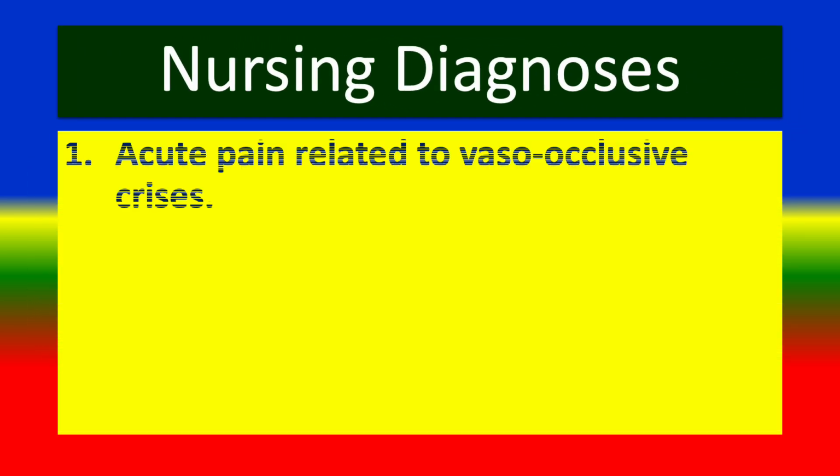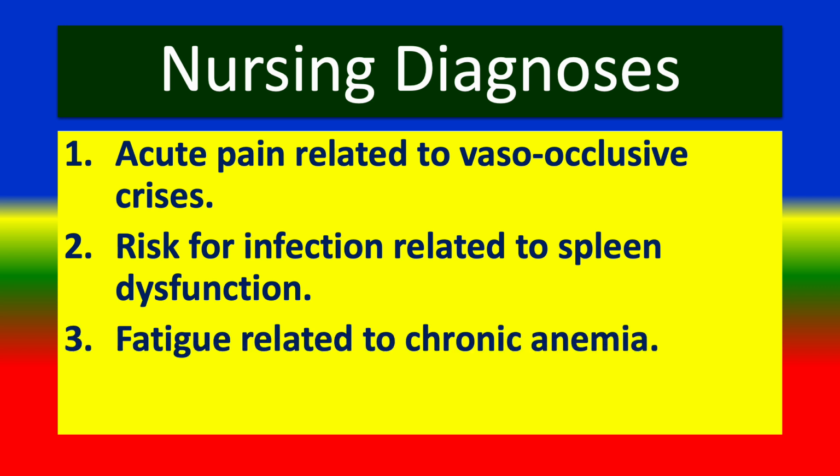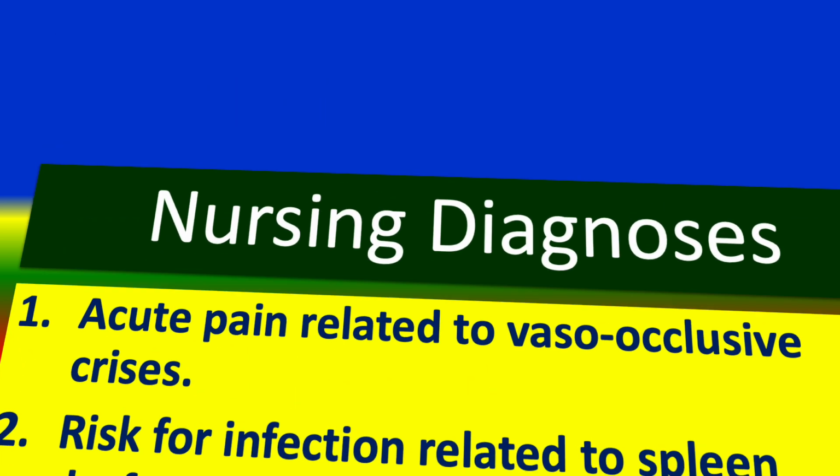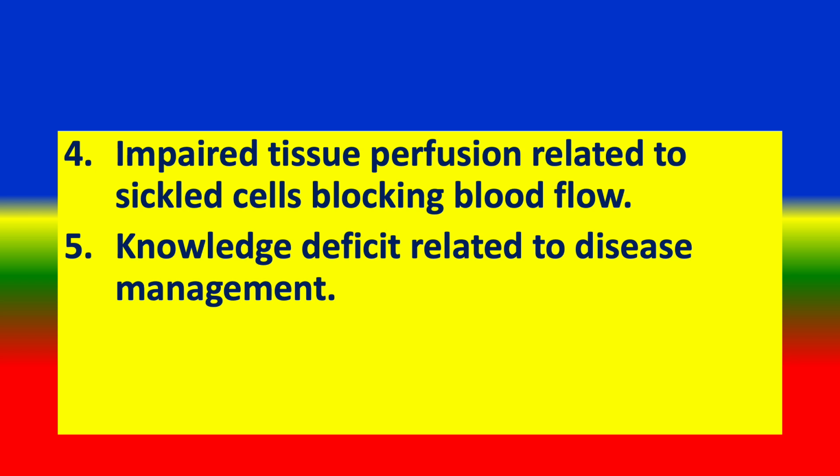Nursing diagnosis. 1. Acute pain related to vaso-occlusive crisis. 2. Risk for infection related to spleen dysfunction. 3. Fatigue related to chronic anemia. 4. Impaired tissue perfusion related to sickle cells blocking blood flow. 5. Knowledge deficit related to disease management.